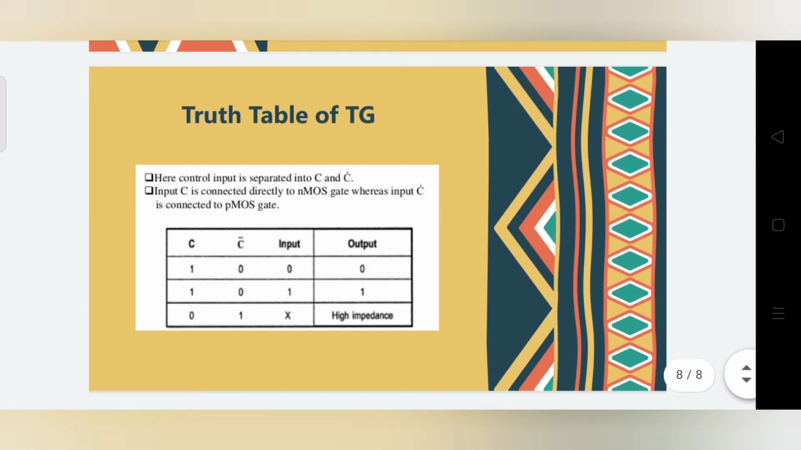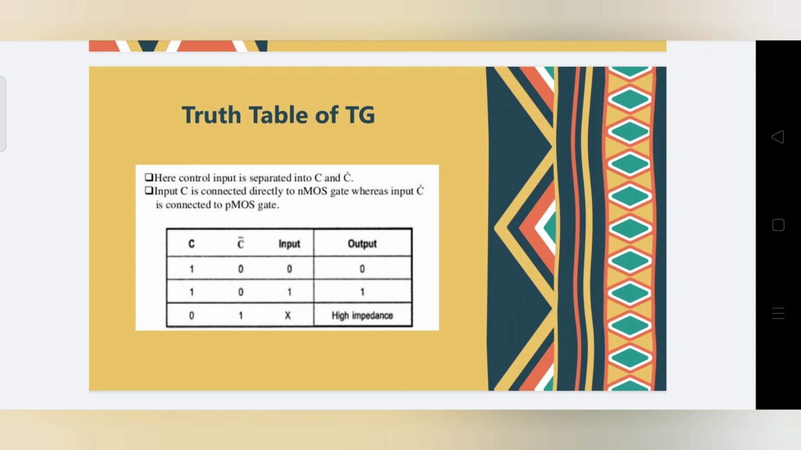This is the truth table of the transmission gate. Here the control input is separated into C and C bar. Input C is connected directly to the NMOS gate, whereas input C bar is connected to the PMOS gate. Where input is 0, the output will be 0. If the input is 1, the output will be 0 based on the control gate.